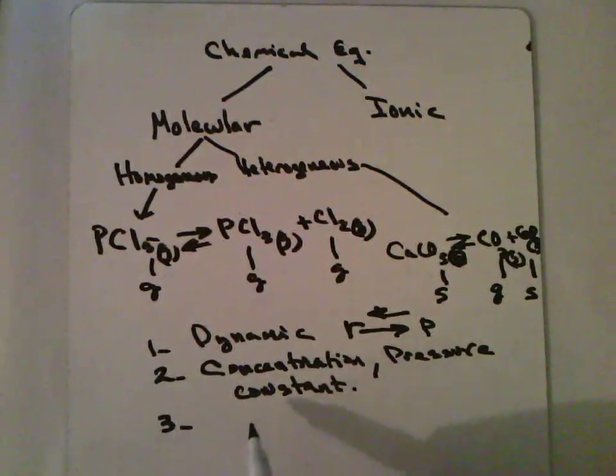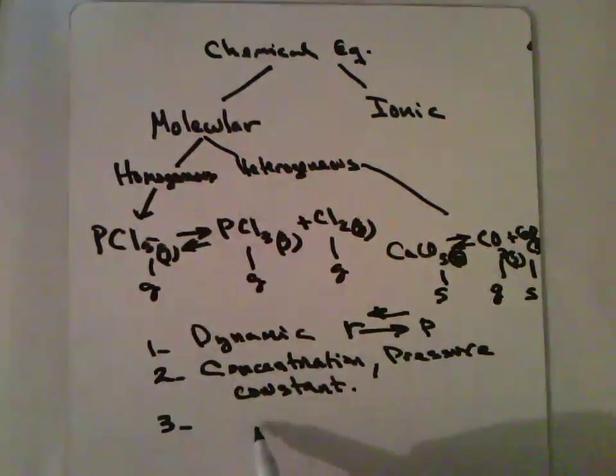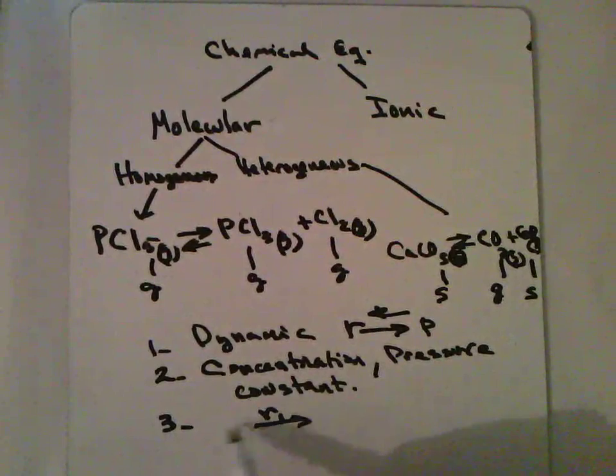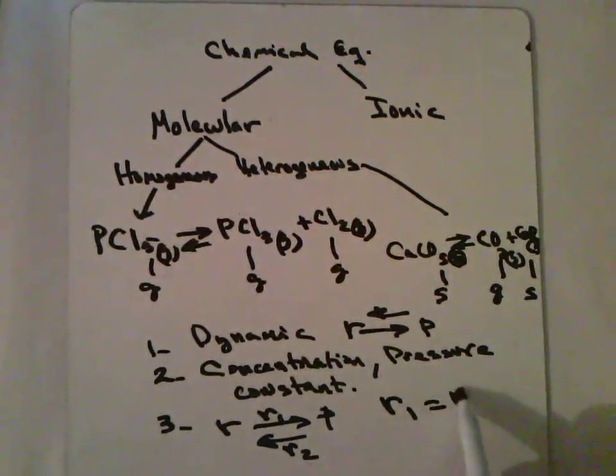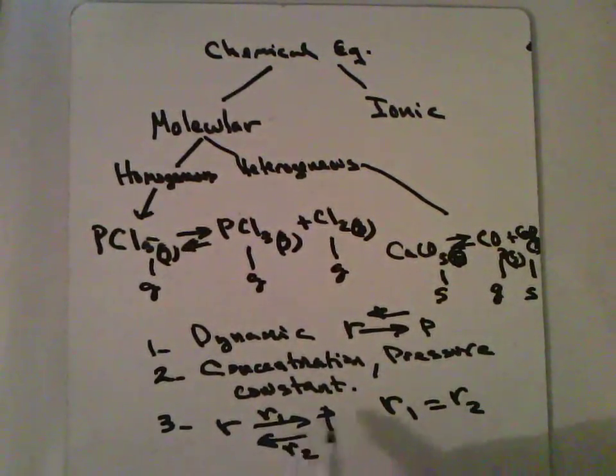The other feature of the equilibrium is that the rate of the direct reaction will be equal to the rate of the reverse reaction. So at the same time they are producing a product, the reaction is coming back to the reactant. That's why both rates are equal in the equilibrium. So those are some of the features of the chemical equilibrium.